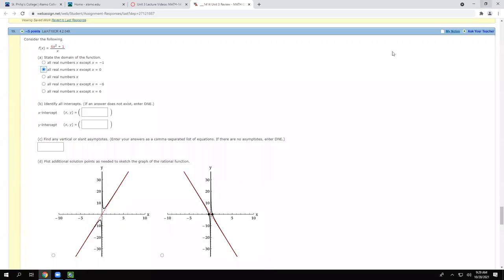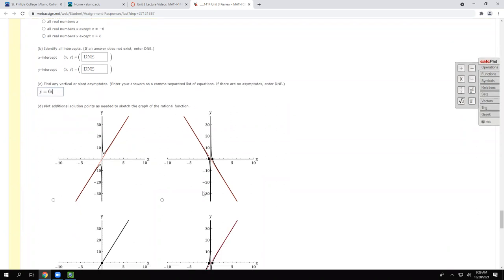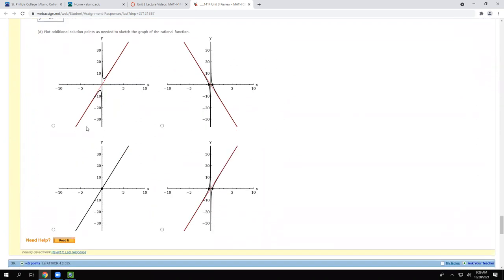Let's go see how we answer WebAssign. So x-intercepts, there was none. Y-intercepts, none. And vertical asymptotes, we got no verticals, and we got a slant asymptote, which equaled 6x. And ours look like this one, right? And it looked like that one. It had a little curvy on the top and then a curvy at the bottom.